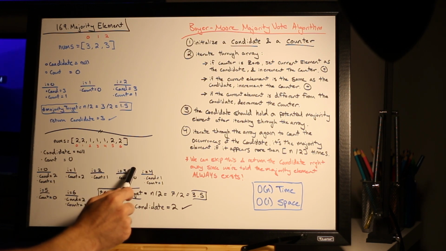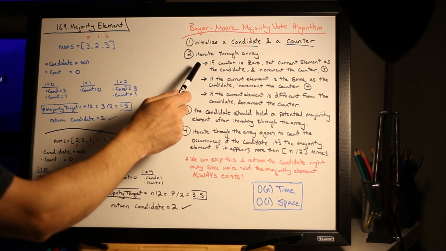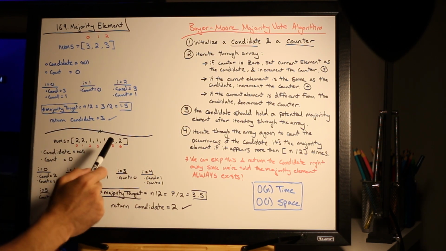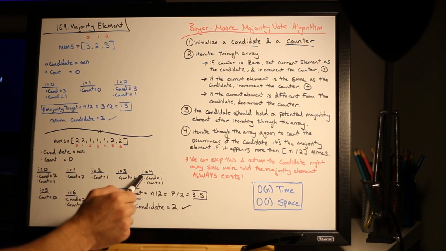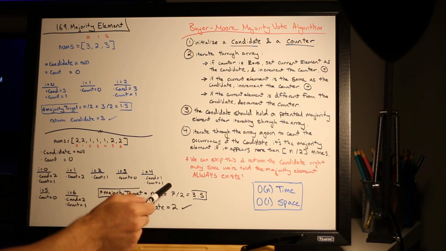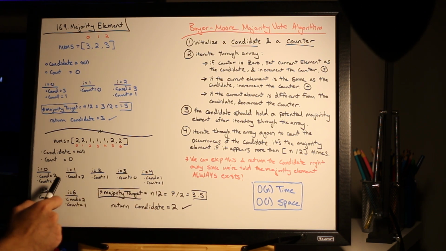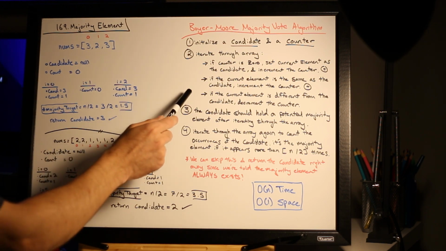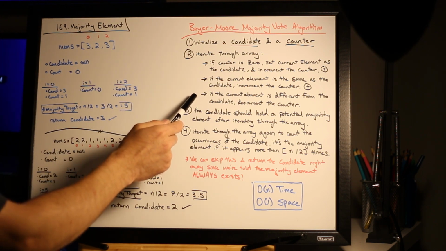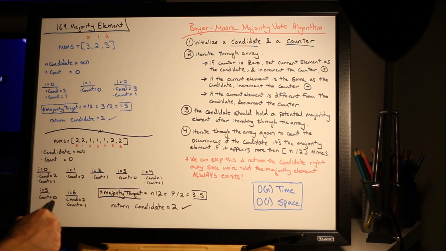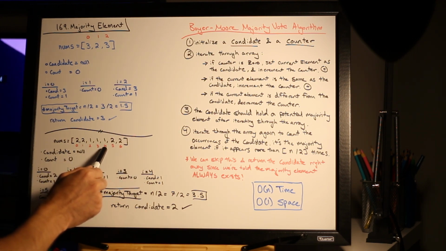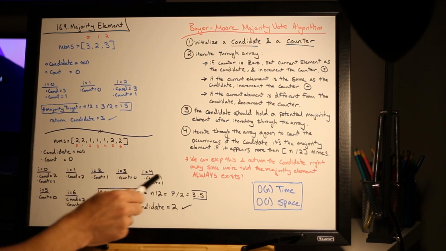So at i equals 4, the counter is 0, so we're going to set the current element as the candidate, and we're going to increment the counter. So at i equals 4, the element is 1. We'll set that as a new candidate, and our count is going to be incremented by 1. At i equals 5, we have 2, and then we're going to hit this last case. If the current element is different from the candidate, we're going to decrement the counter. Decrement the counter because 2 is different from the candidate, which is 1, right?